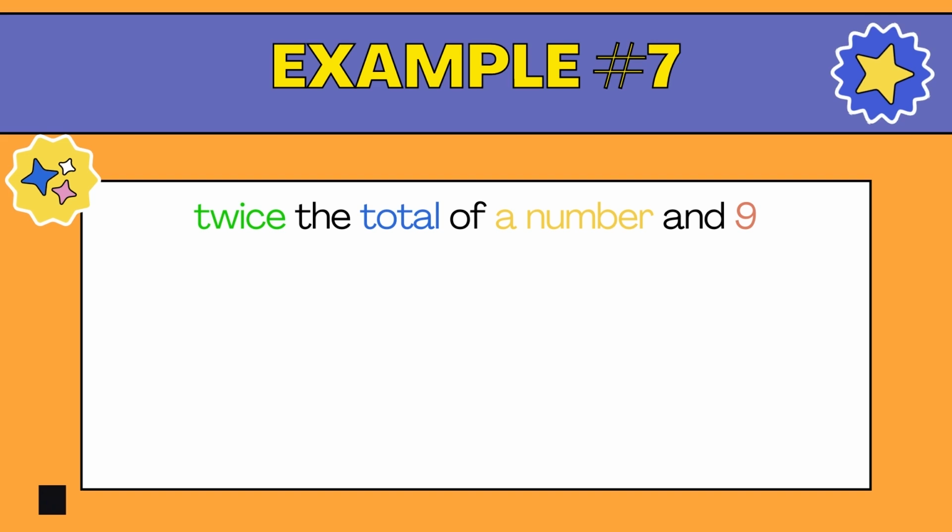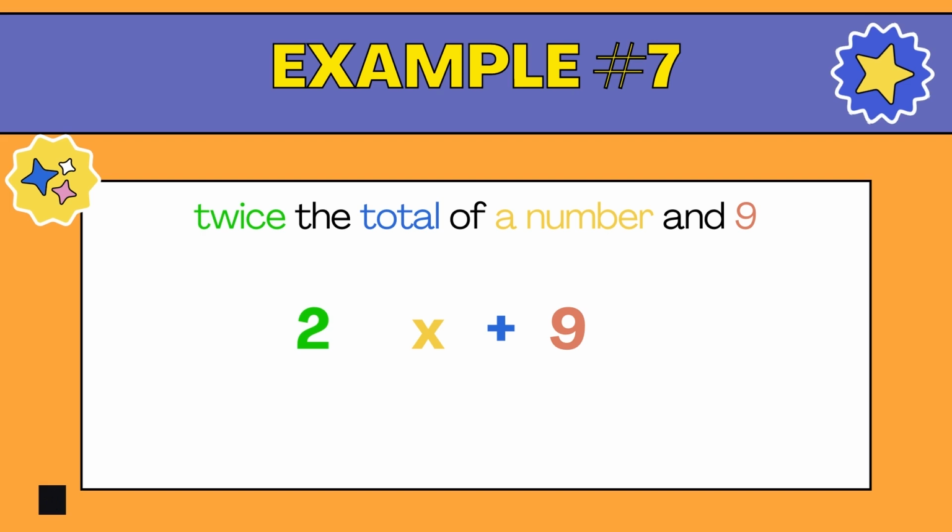And our final example, twice the total of a number and 9. Twice is one of the keywords for multiplication. It really means times 2. So we'll put down 2, and then we have the total of a number and 9. Total means add, and we'll start with a number, x, and then plus 9.